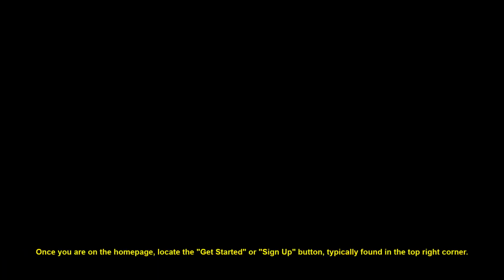Welcome to our channel. Today we show how to subscribe to ProductPlan for marketing roadmap projects, a complete guide step by step clearly. Once you are on the home page, locate the Get Started or Sign Up button, typically found in the top right corner. Click on the button to be directed to the registration page.